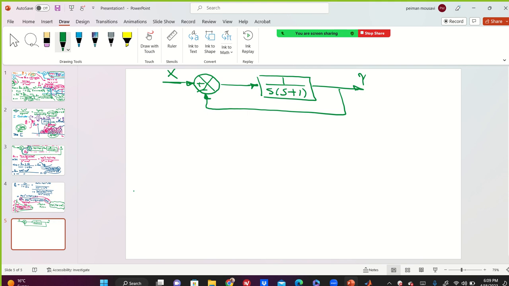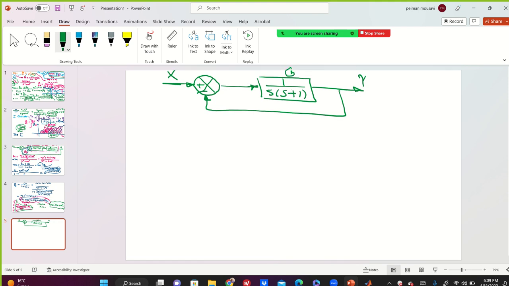This is the open loop transfer function of a plant. It can be anything. It can be a robot, for example, or the automatic door of a building. Whatever.